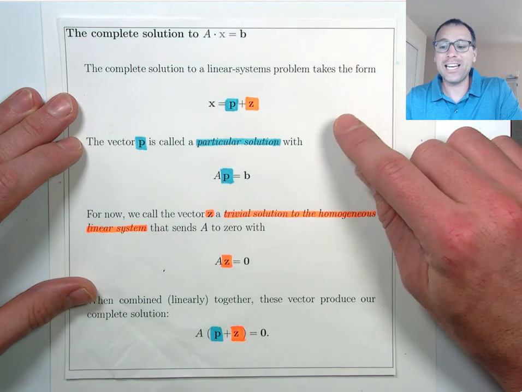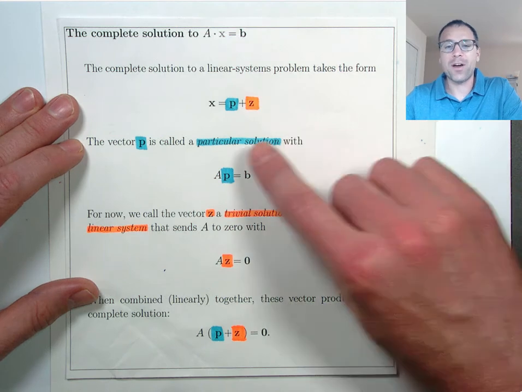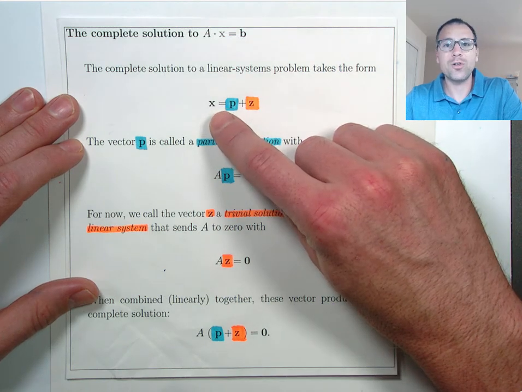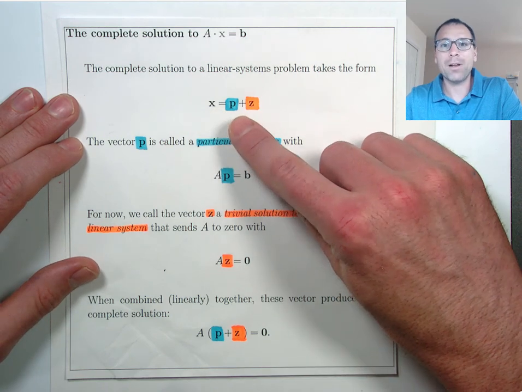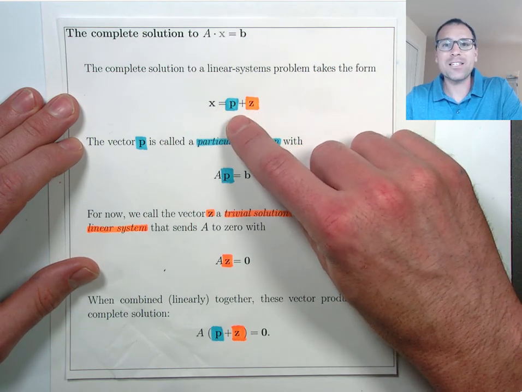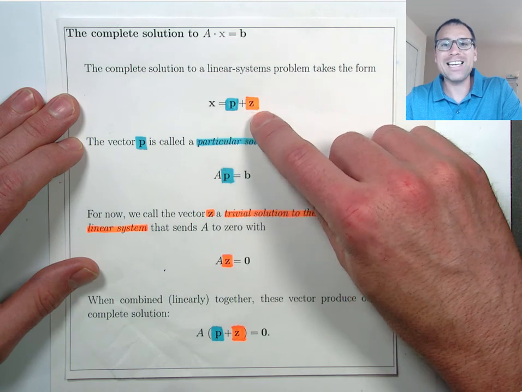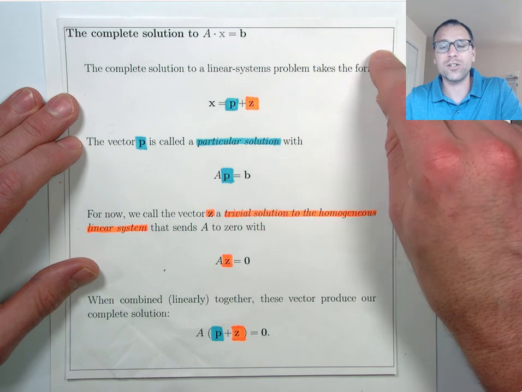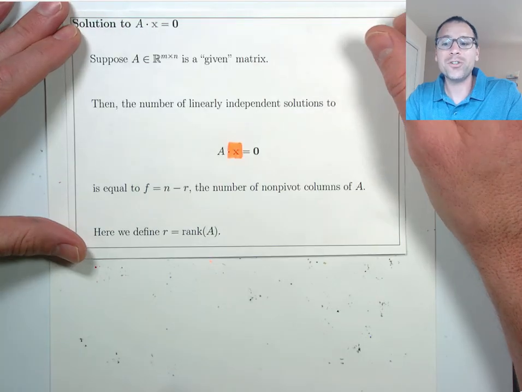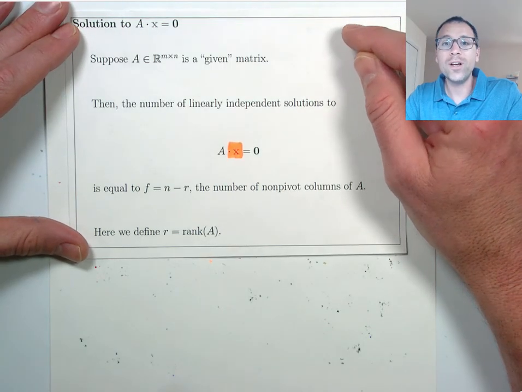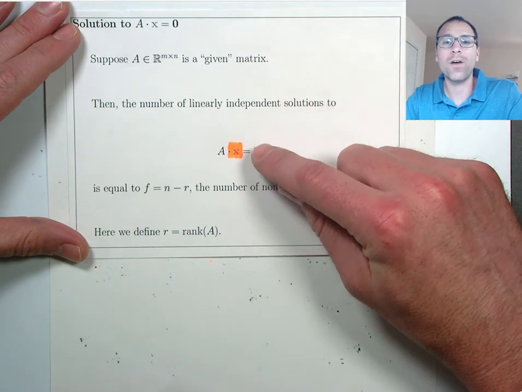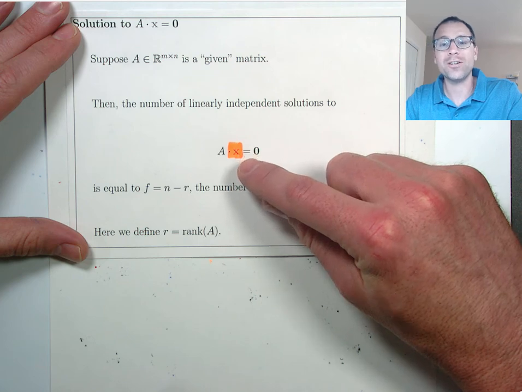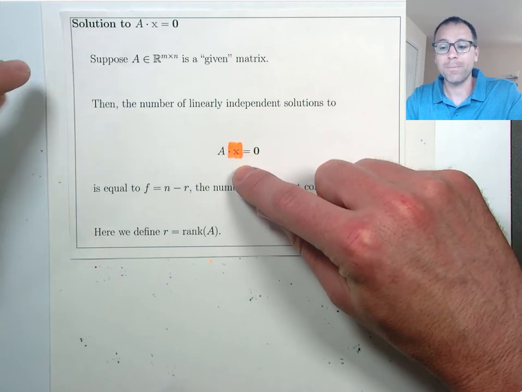We've now seen in multiple videos that the complete solutions x to these general linear systems problems will take the form p plus z, where p is a particular solution and z is a solution to the corresponding homogeneous linear system problem. We're going to use the opportunity in this video to really iron out what those zero solutions, what the solutions to the homogeneous linear system problem should look like.